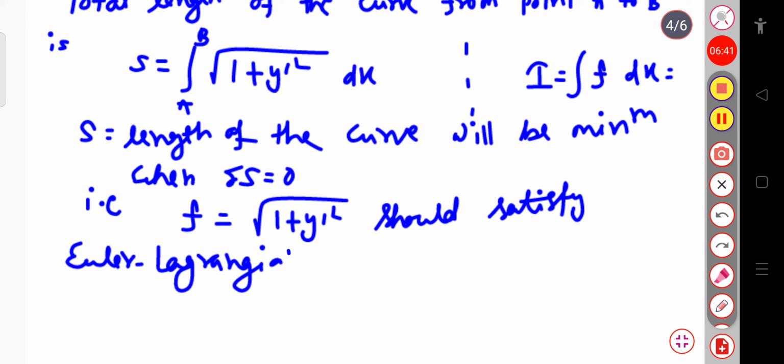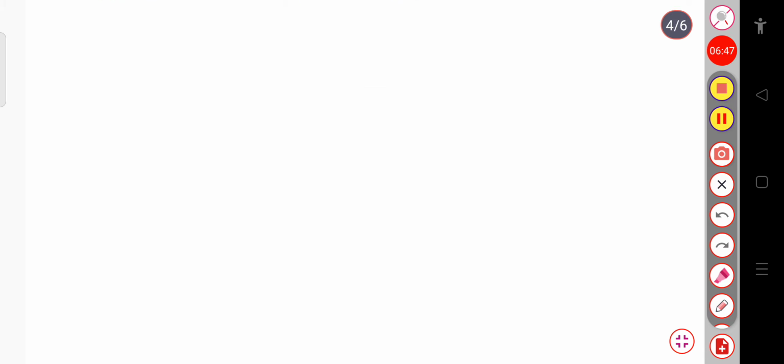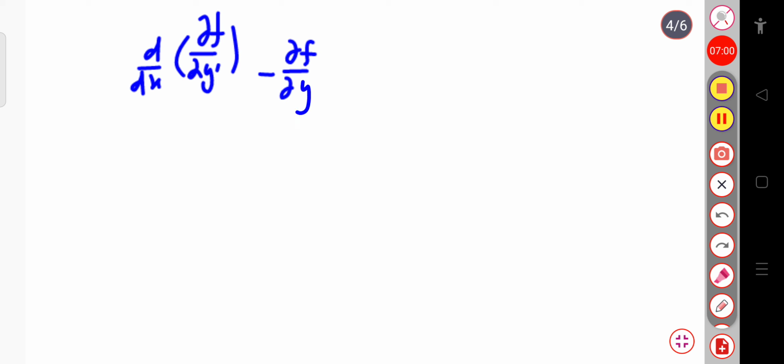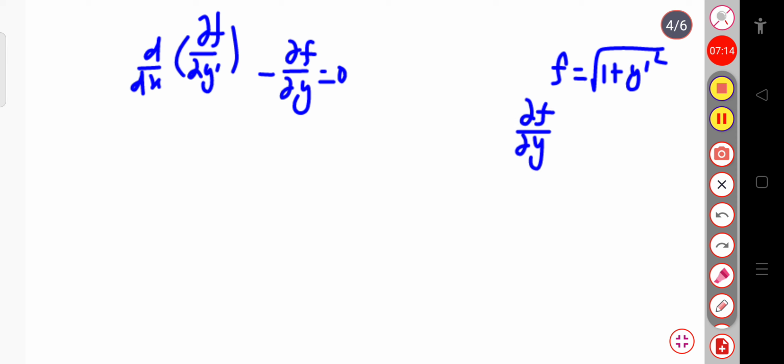Now if I write the Euler-Lagrange equation, that is d by dx of ∂f/∂y′ minus ∂f/∂y, equal to 0. Now if we calculate, f equals root over 1 plus y′ square. The partial derivative with respect to y, since this term doesn't contain any y term, goes to 0, so ∂f/∂y equals 0.